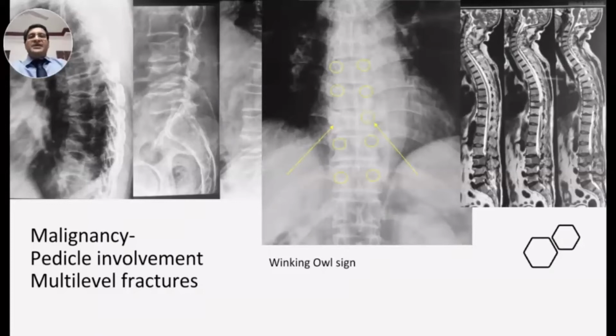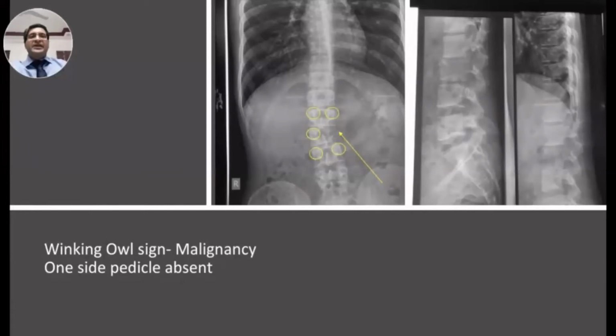This is again an example of the winking owl sign, and it is indicative of primary malignant lesion, and MRI or PET scan is indicated. This is again an example of the winking owl sign with osteolytic vertebra of L3, suggestive of malignant lesion of the L3 vertebra.